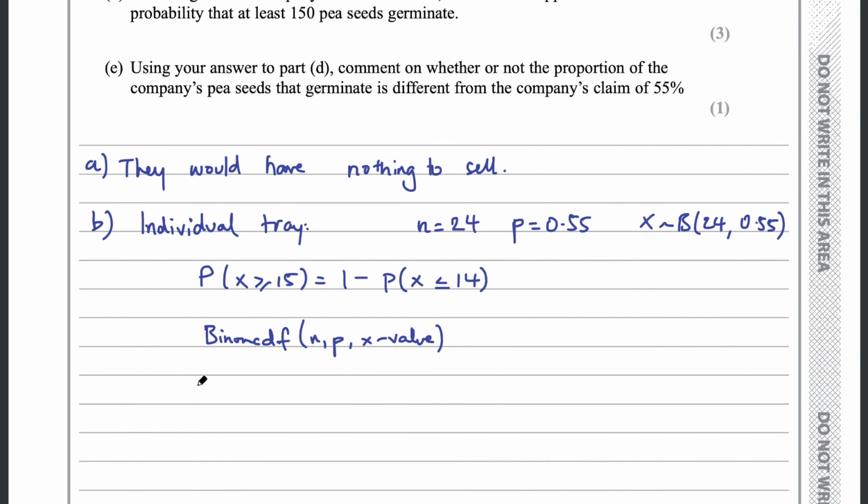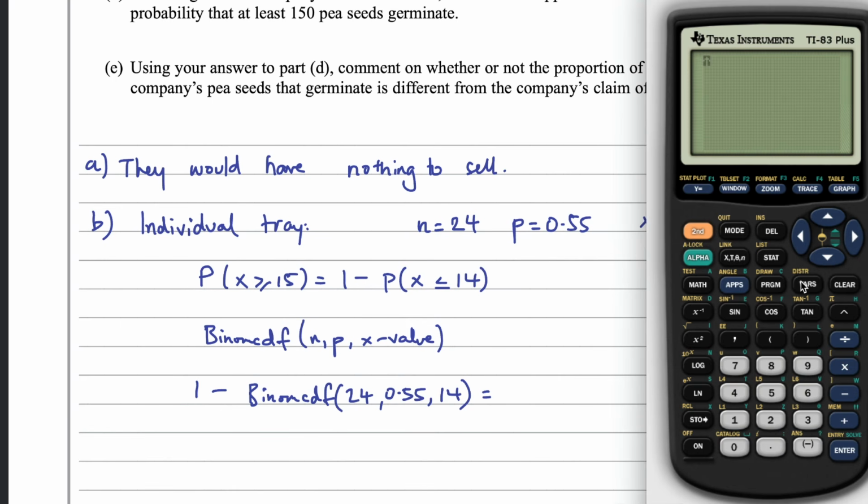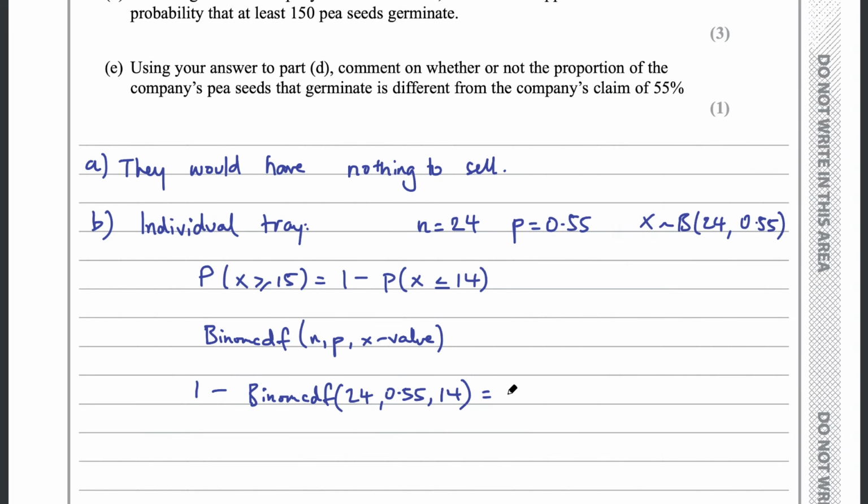So to find this probability, I'm going to do 1 take that probability, and I'm going to work that out using my calculator and this function. So it's 24, the p-value 0.55, and the x value I'm going up to is 14. So if I put that into my calculator, it'll give me the probability I'm looking for. So I need the binomial function, it's down here, cumulative, and enter the values, and then 1 take that answer. So I get a probability of about 30%, 0.2991. So that's the probability of getting 15 or more seeds in one tray.